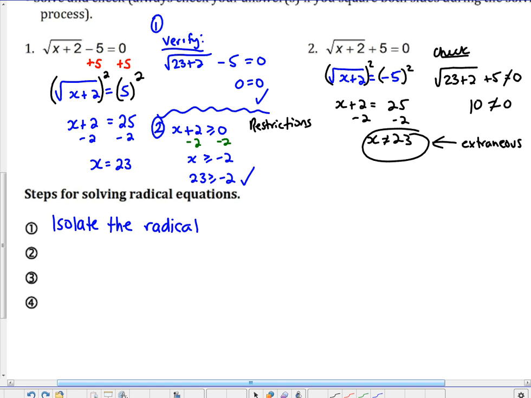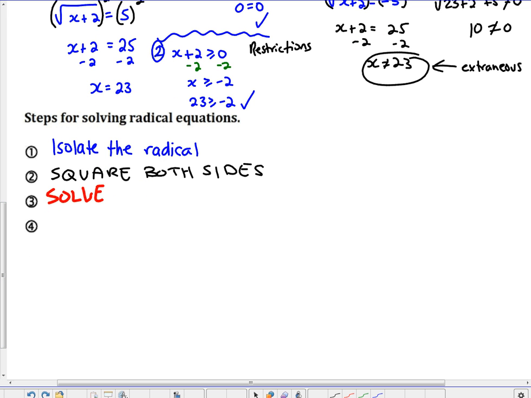So step 1, isolate the radical. Step 2, square both sides. Third, solve. And fourth, what's the last step you have to do? Verify. So make sure it's not extraneous. So let's turn the page.